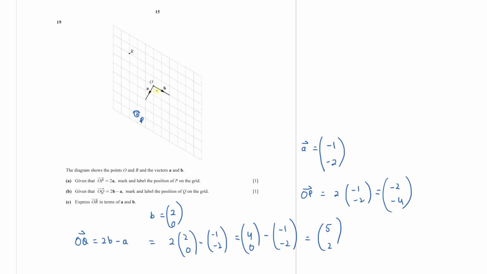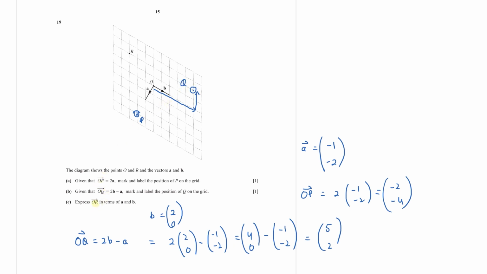So I can move 5 places to the right. So 1, 2, 3, 4, 5. And then I have to move 2 places up. So that will be 1, 2. So this would be my point Q here. So this would be Q.